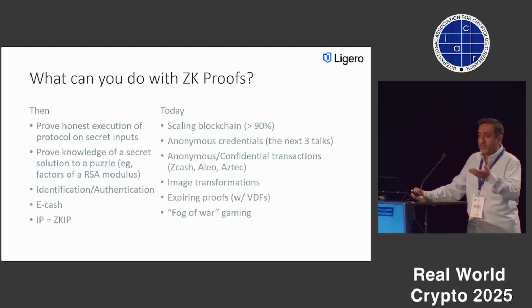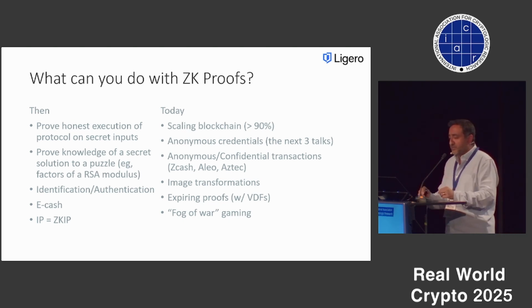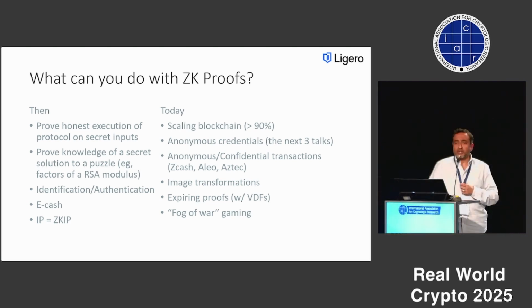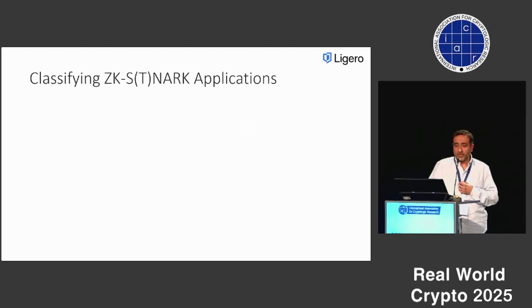Image transformation, expiring proofs. This is a very interesting example. Come and ask me later. I don't want to spend time right now. Fog of war gaming. This is also another thing that you can enable, like peer-to-peer gaming using zero-knowledge proofs.